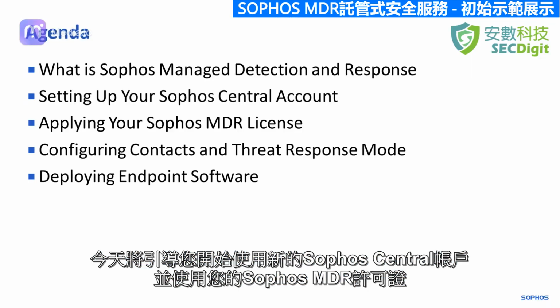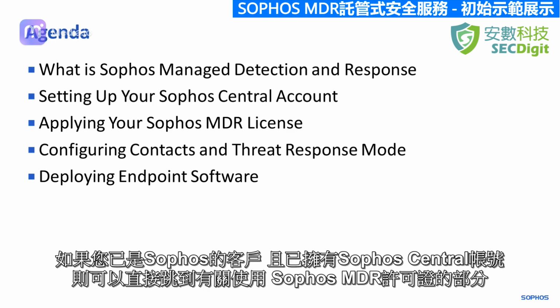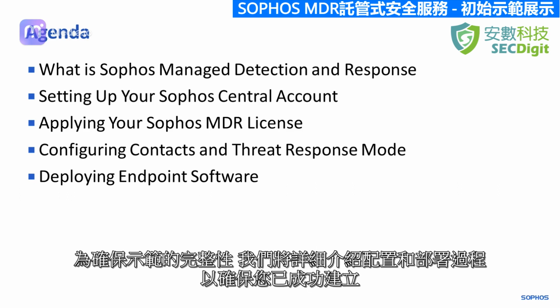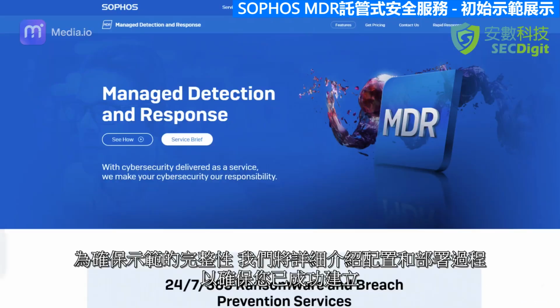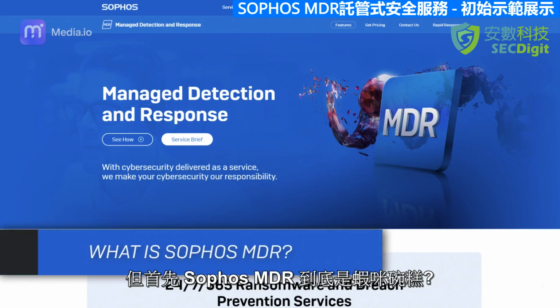Today we'll be walking you through getting started with your new Sophos Central account and applying your Sophos MDR license. If you are already a Sophos customer and have a Sophos Central account, you can skip right to the section on applying your Sophos MDR license. Once we've shown you how to do that, we'll go through the configuration and deployment process to ensure you are set up for success. But first, what is Sophos MDR?